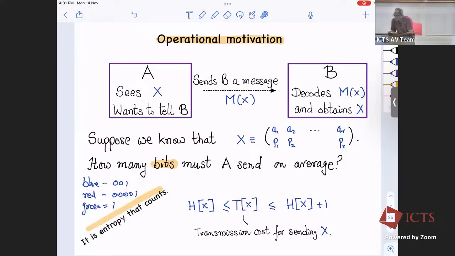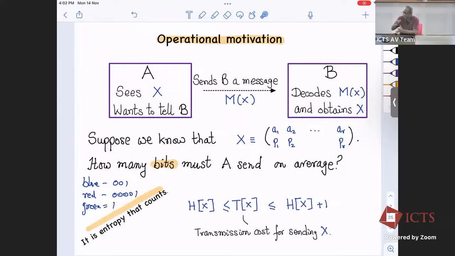How is T computed? Probability of blue times 3, plus probability of red times 5, plus probability of green times 1: the expected length of communication. You pay 1 rupee for each bit you transmit. So it's not like a log? No. This is just a bit string, a sequence of symbols. For each symbol you transmit, you pay 1 rupee. And you would like on average to keep your cost low.